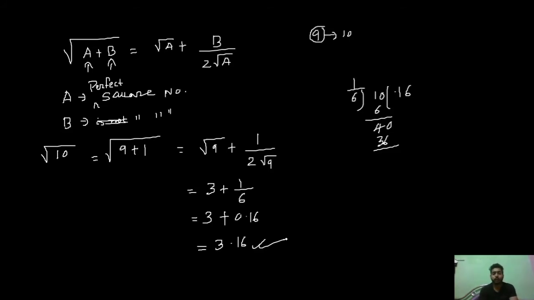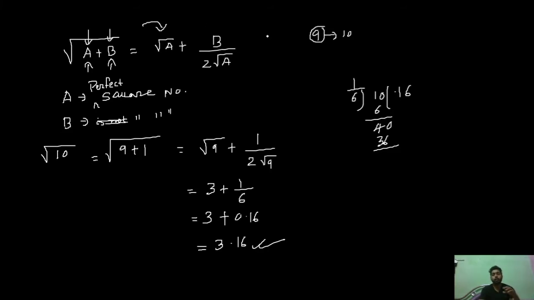So this is the way we can find the square root of a particular number which is not a perfect square number. Here we need to write the number in a plus b form, where a is a perfect square number and b may or may not be a perfect square number. B is any number, nearest to a. Then we need to apply this formula.